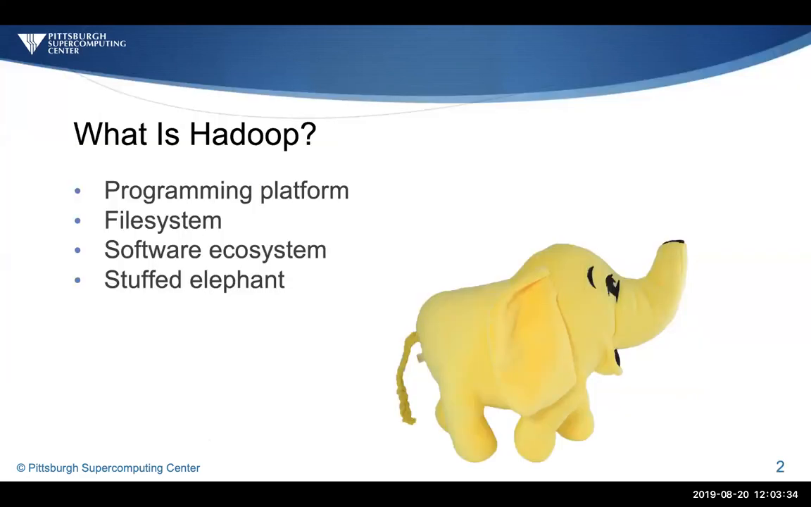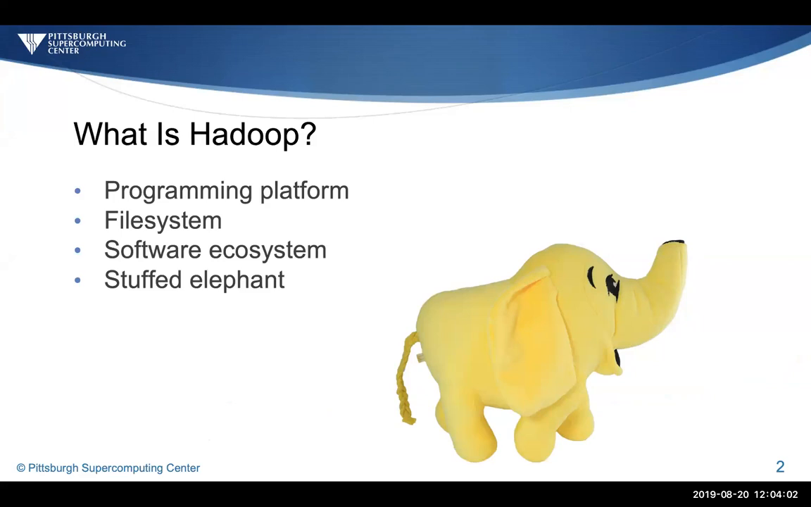So what is Hadoop? Hadoop is a programming platform for processing big data. It includes a file system, a software ecosystem, which has become more important as the years have gone on, and the actual Hadoop interfaces themselves have kind of dwindled in performance. And finally, it's a stuffed elephant. The system is named after Doug Cutting's child's stuffed elephant, and it's pretty cute.